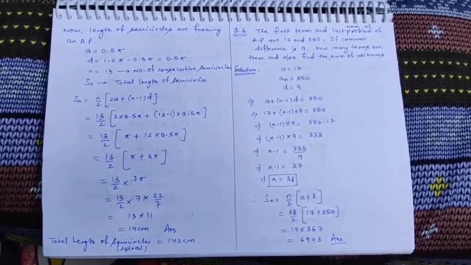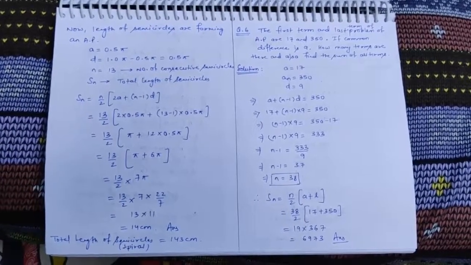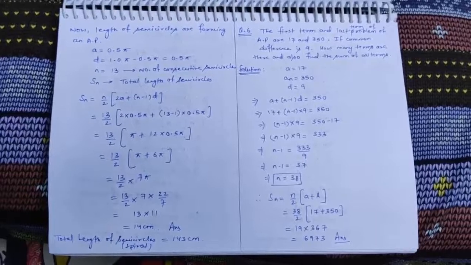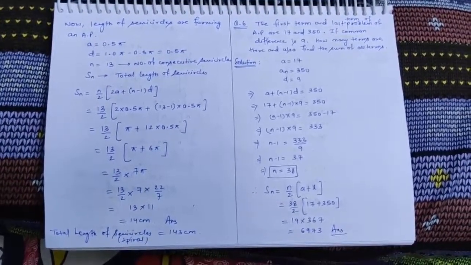Sn is equal to n by 2 into (a plus l), where n is 38 here, a is 17, l is 350. So we get 19 multiplied by 367, 6973 is the required answer.